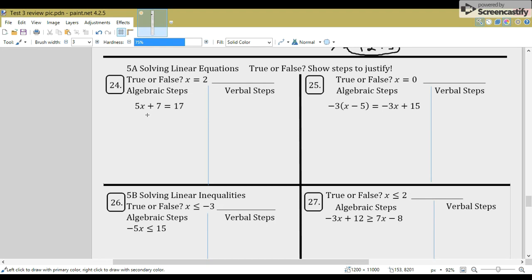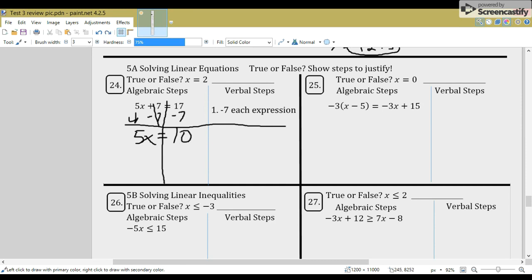So our first step, we have 5x plus 7 equals 17. We will isolate the x. So the first step we want to do is subtract 7 from each expression. So then we have 5x, and the 7s cancel, equals 10. Step 2, you want to divide each term by 5 to get rid of the 5 on that side so you can have x isolated.